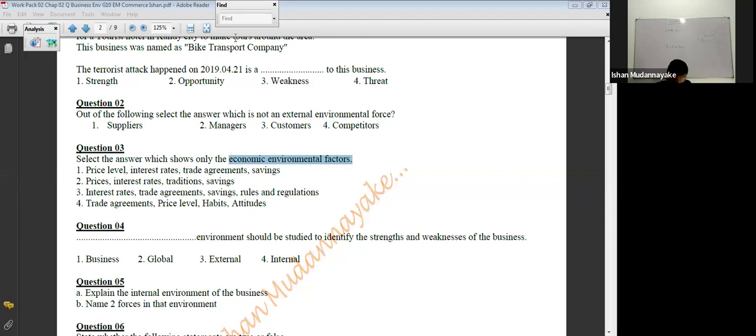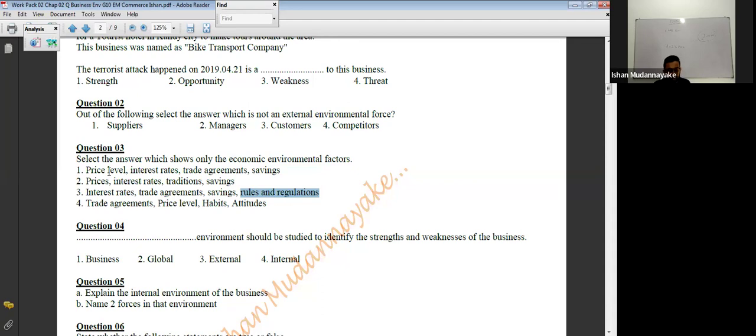Yes, Nilupuli. Answer is correct. No, Abdullah. Abdullah, rules and regulations belong to the legal environment. How do you classify rules and regulations under the economic environment?